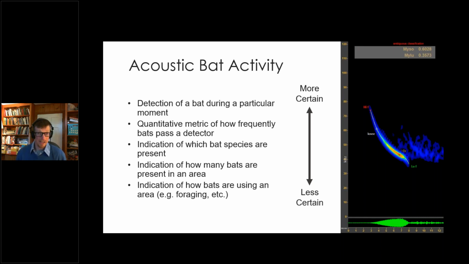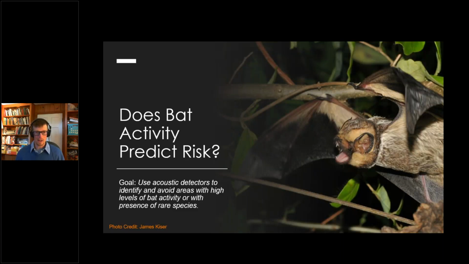So for years now, wind companies and their consultants and other people have been monitoring bat activity with the idea that the amount of bat activity you record in an area will tell you something about risk. To paraphrase, I think the general thinking is that if you use acoustic detectors, you can identify areas with a lot of bat activity and theoretically avoid them, not develop those areas, instead select areas with less bat activity. And while that sounds good, it's proven to be a nearly impossible task, and I don't think anybody has really figured out how to do this.